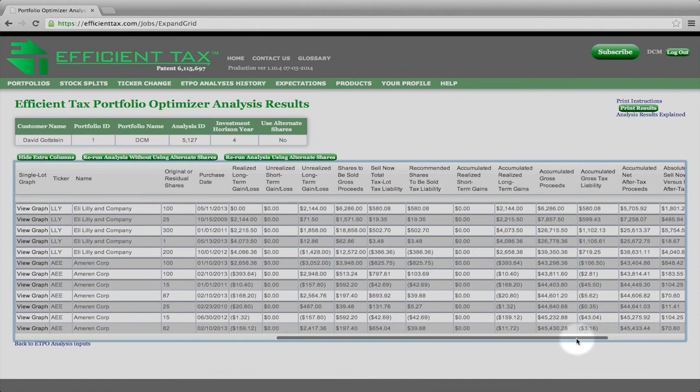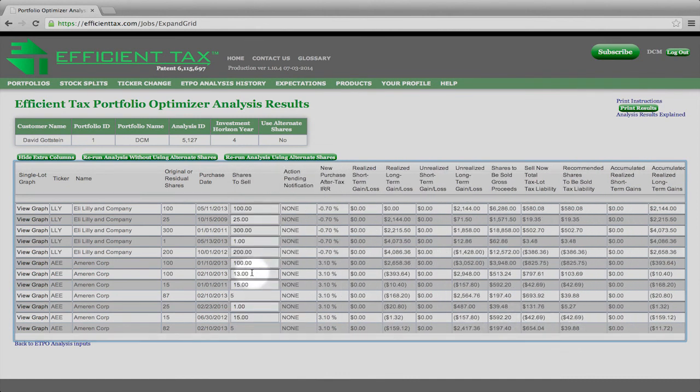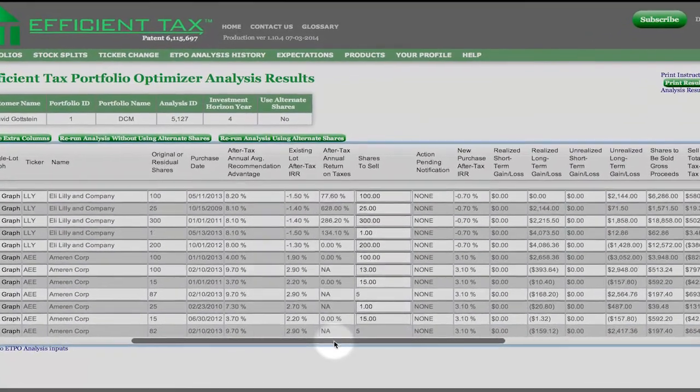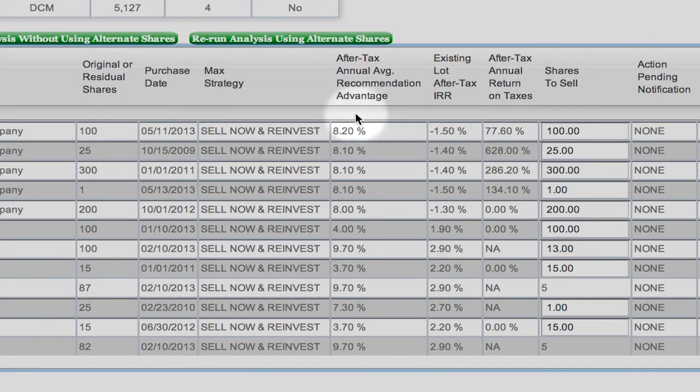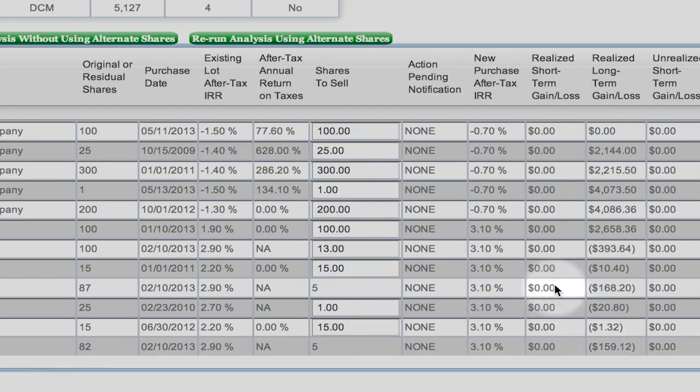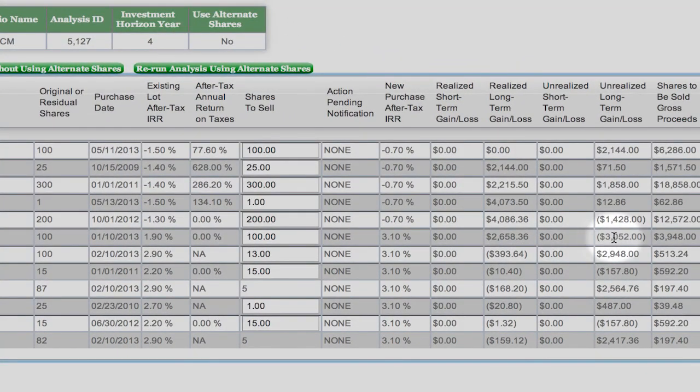To add further clarity on how to interpret an ETPO analysis, we would like to review a couple more things. We want to take you first to the after-tax annual average recommendation advantage to show you a few things. Generally speaking, this ranking is in descending order in order to accomplish selling tax lots first that generate the greatest alpha. That can change, as we can show in this example, when in the absence of a loss to harvest, a tax lot would have a lower or zero alpha number. But as losses become available from the anticipated sale of tax lots ranked higher in the optimization process, as we can show here, then a higher alpha opportunity is created.